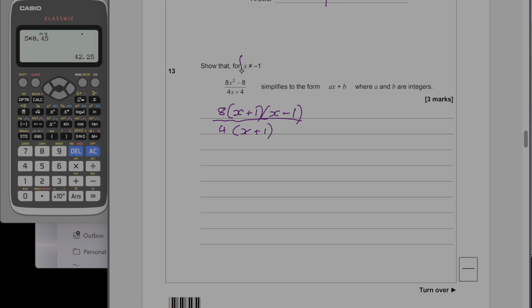And that links to this bit here, because that's saying that x can't be equal to minus 1, because that would be dividing by 0, which is undefined. So then I'm going to cancel that and that, and also simplify that and that too. So that's going to give me 2 open bracket x minus 1. So in the form that it's asked for, it's going to be 2x minus 2.